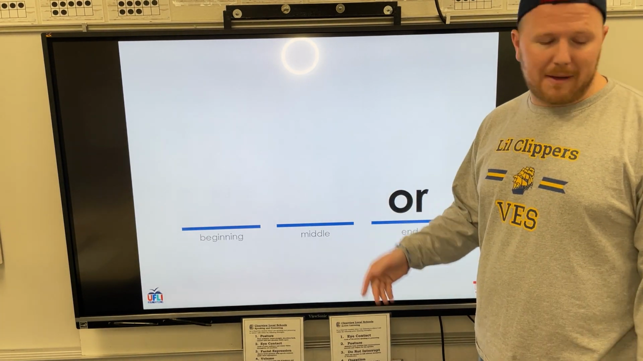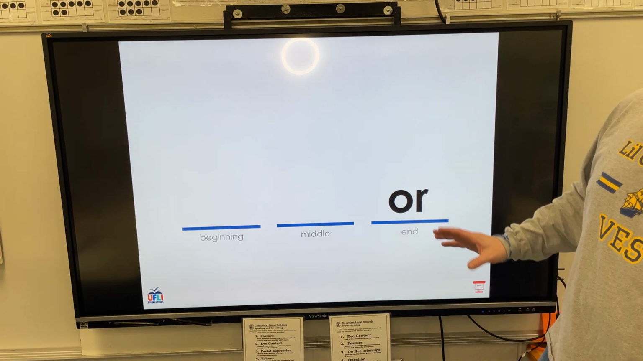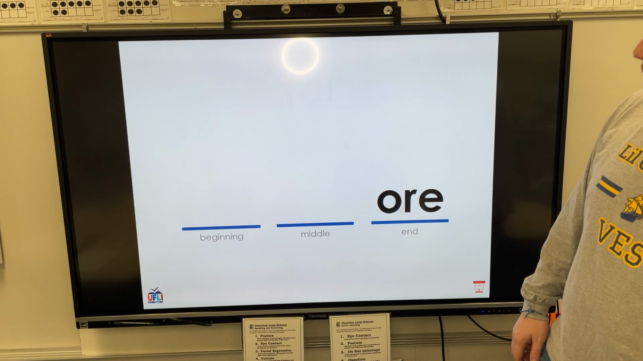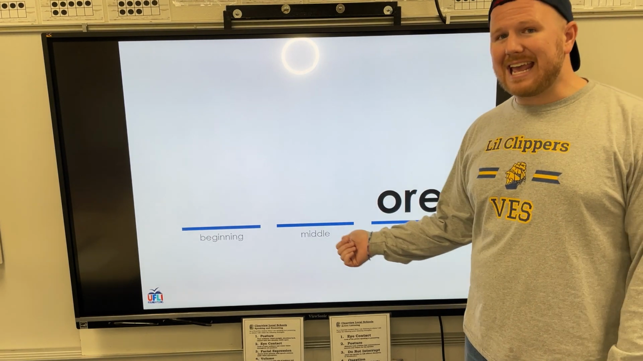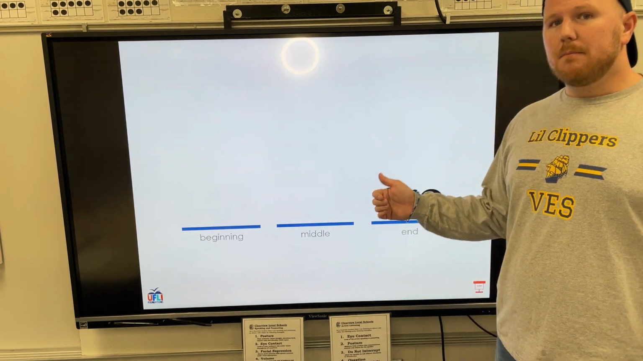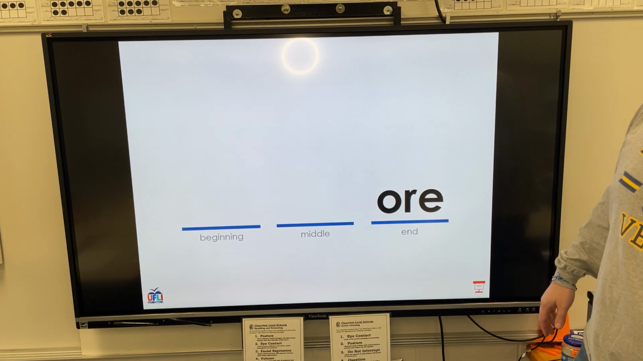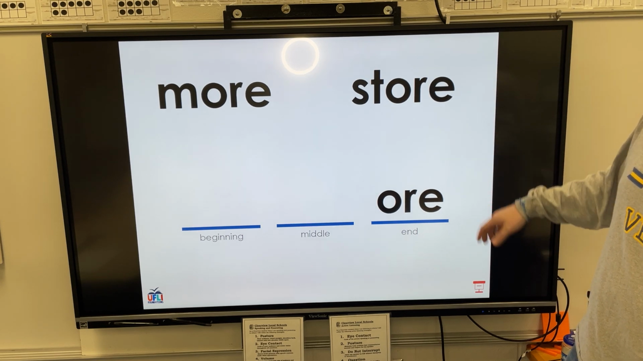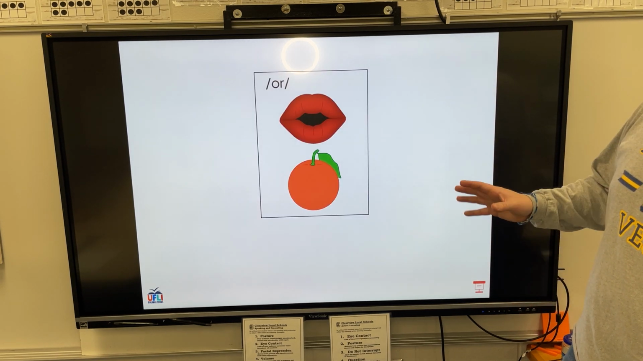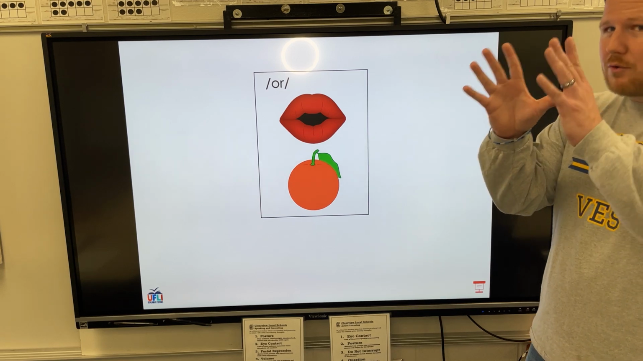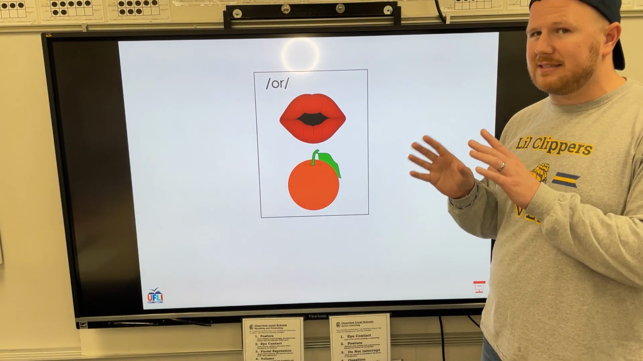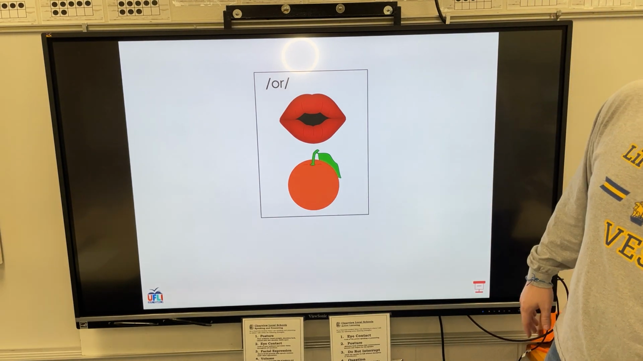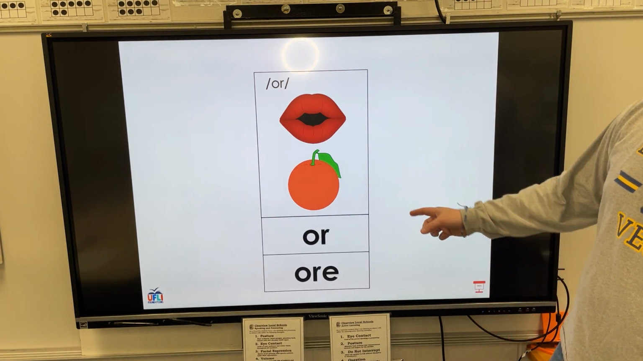And OR can come at the end, like a lot of our high frequency words do, like for. Or is another high frequency word. ORE also makes the or sound, but we see it at the end of a word, or at the end of a syllable, I should say, like more and store. It can also sometimes be in the middle, very rarely though. Usually with an ED you might see ORE, but it still makes the or sound. So OR can say or, and ORE can say or.